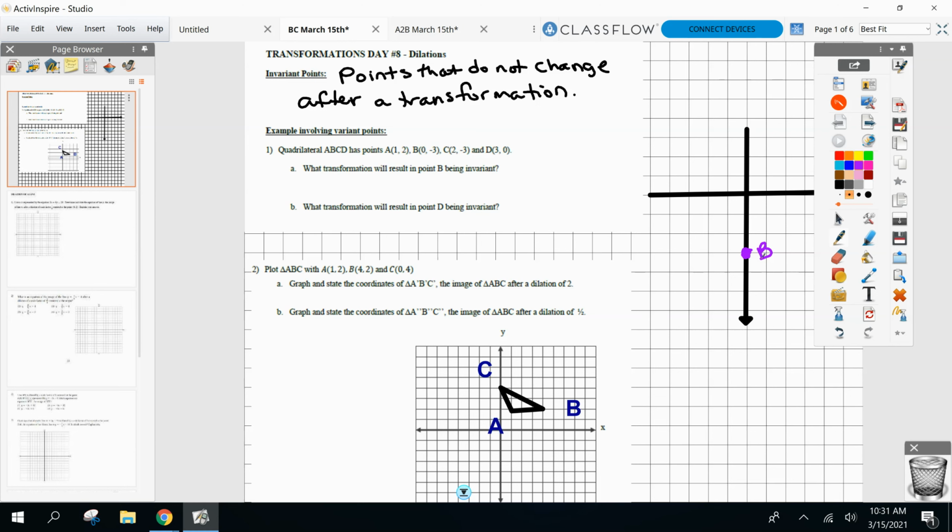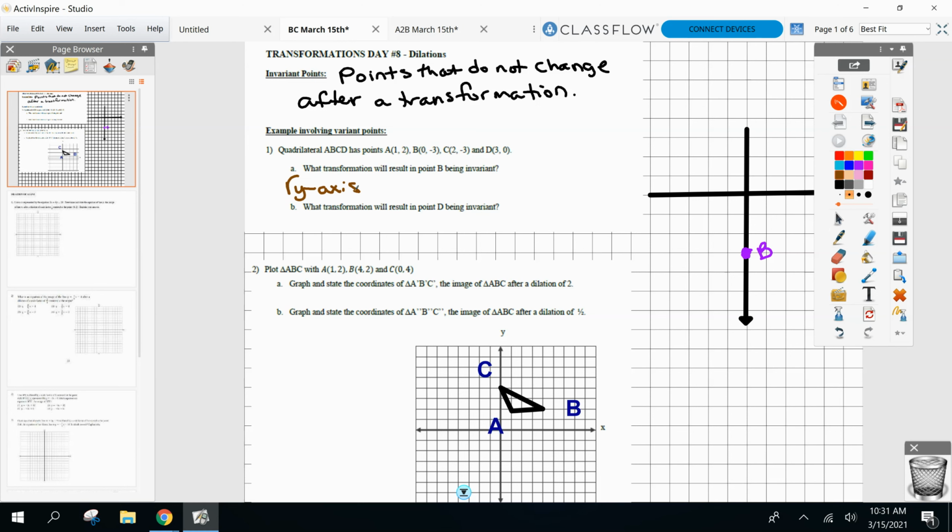Kyla, go ahead. A rotation around point B. Okay, I could do a rotation of any degrees around point B. Point B is not going anywhere. There's one. Yep, Maeve. Okay, that's good too. I'll write that one. Reflection over the y-axis. Everyone agrees if I reflect over the y-axis, B is not going anywhere.